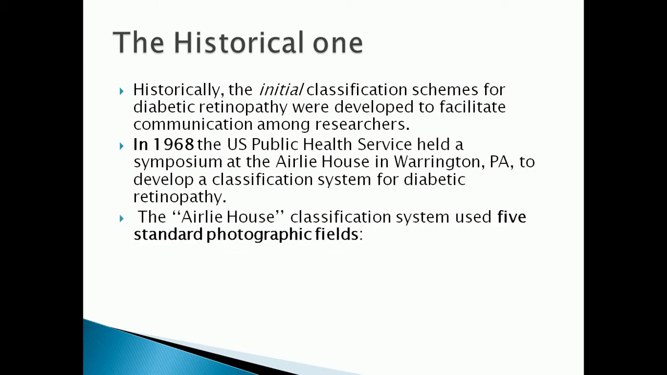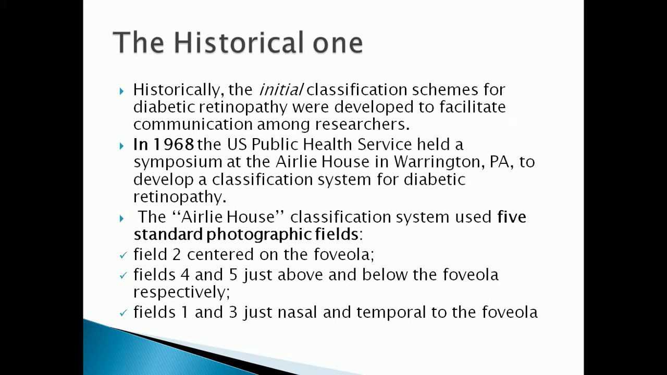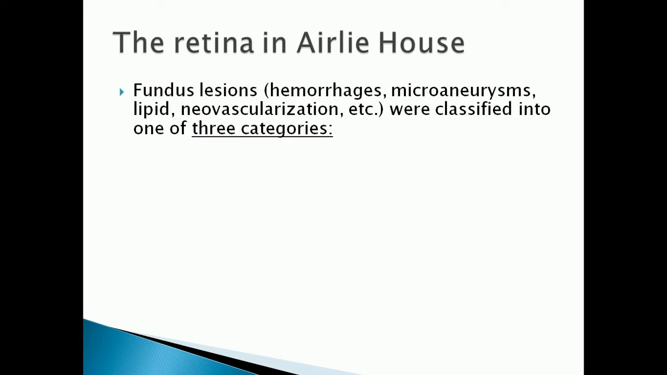The Airlie House classification system used 5 standard photographic fields. Field 2 was centered on the foveola, fields 4 and 5 were just above and below the foveola respectively, and fields 1 and 3 were just nasal and temporal to the foveola. In the Airlie House classification, the fundus lesions, hemorrhages, microaneurysms, lipid, neovascularization, etc. were classified into one of 3 categories: absent, mild to moderate, or severe.